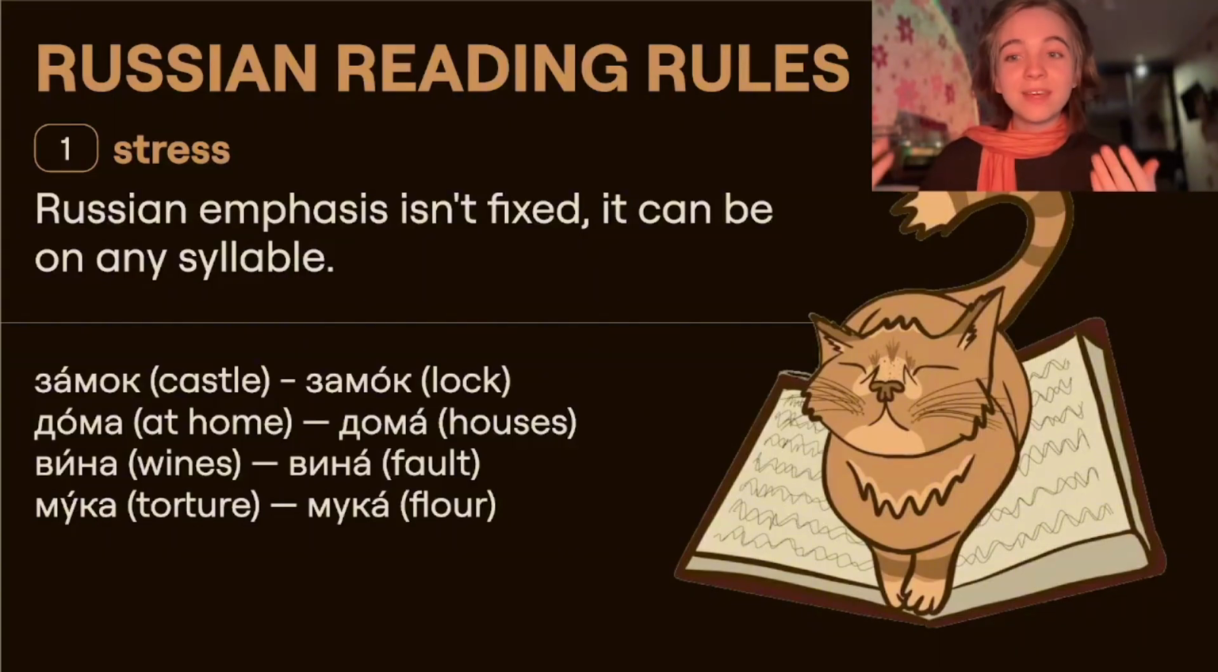Repeat after me. Замок, castle, замок, lock. Дома, at home, it's a location. Дома, houses, it's plural. Вина, wines, вина, fault. Мука, torture, мука, flour. I have already mentioned this example in one of my previous videos, take a look here.